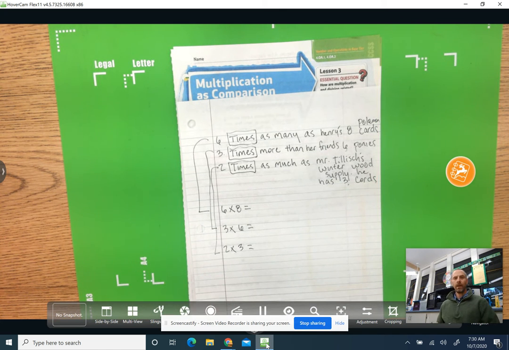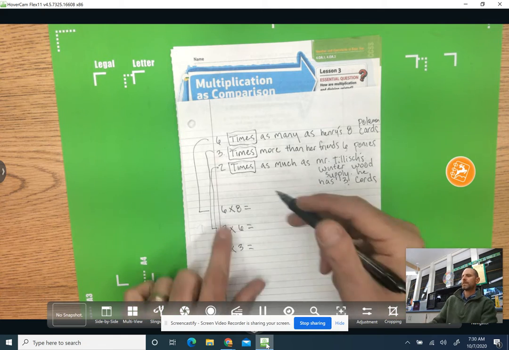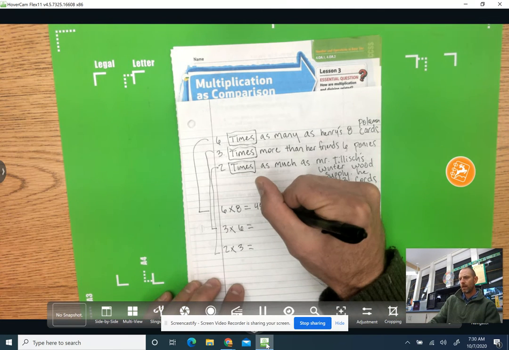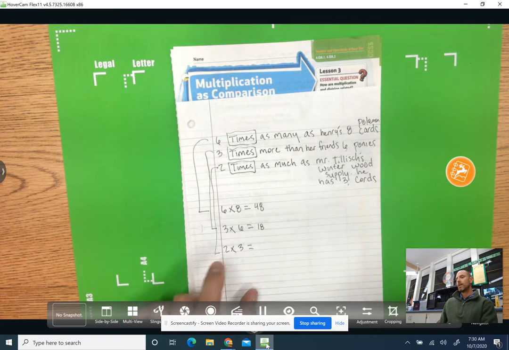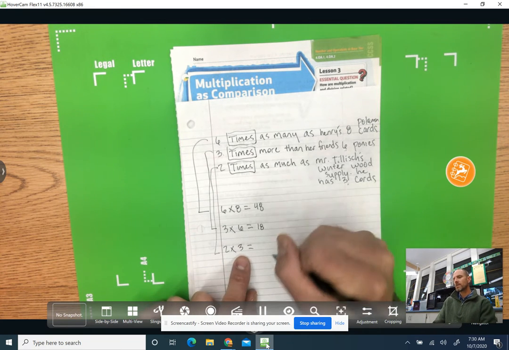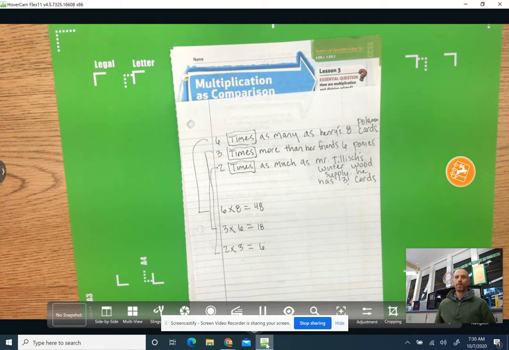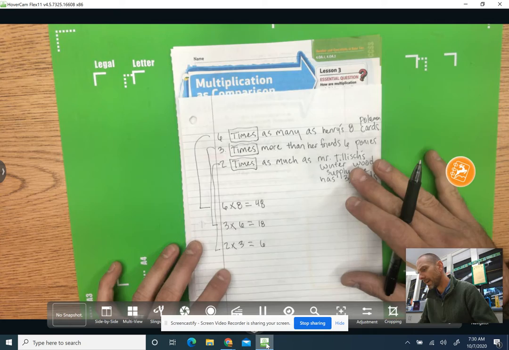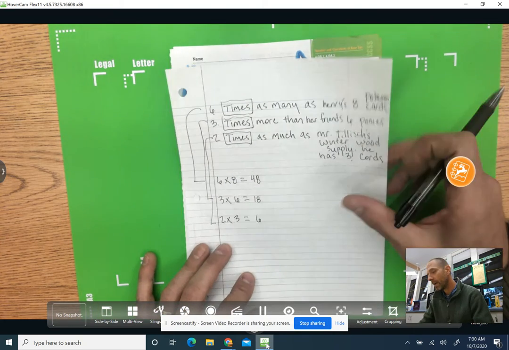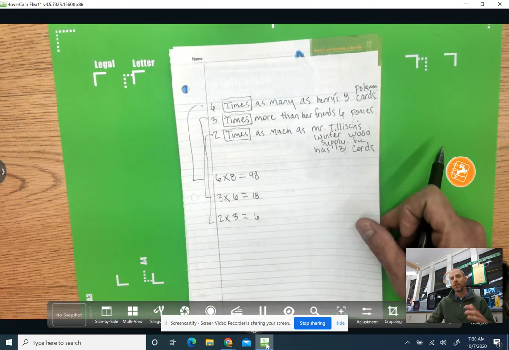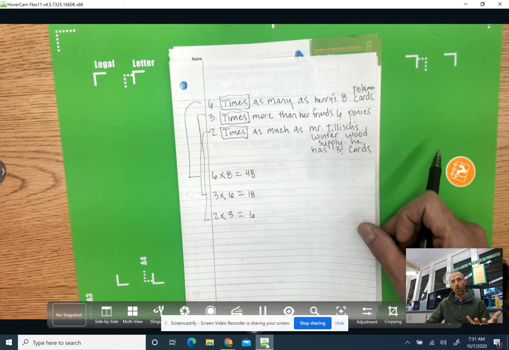Then we can look at the answers as, what's the missing member of the fact family? 6 times 8 is 48. 3 times 6 is 18. 2 times 3 is 6. So there are my solutions. There's another way to do this, and it's kind of like using a diagram or part whole.